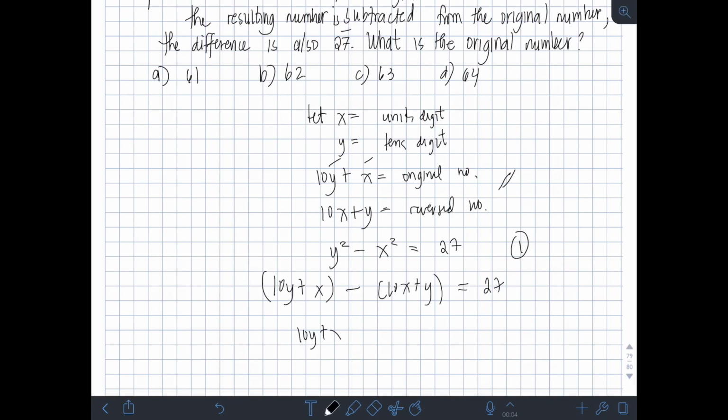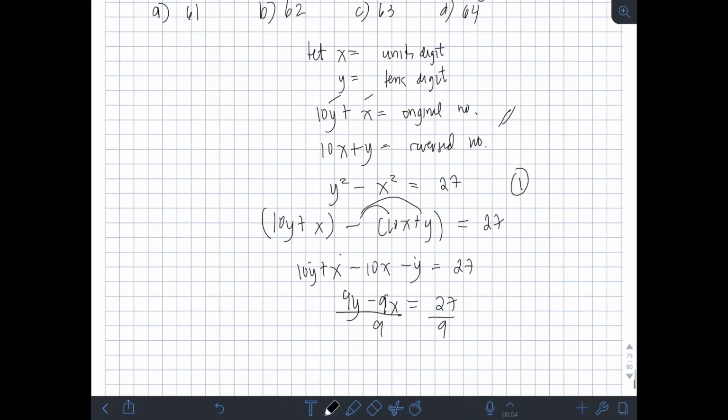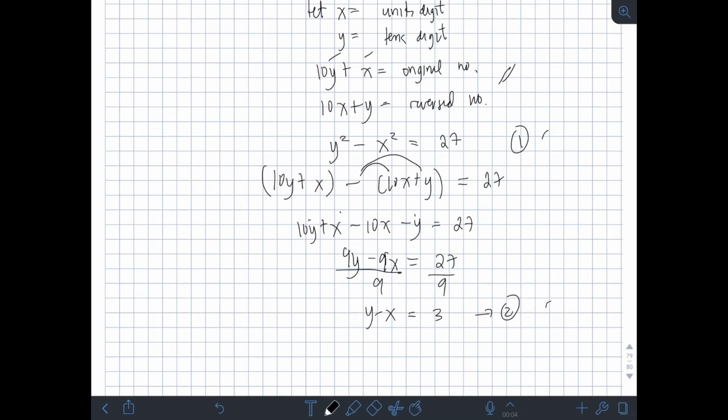So, 10y plus x, distribute yung negative, minus 10x minus y equals 27. Combine similar terms. So, 10y minus y is 9y. Then, x minus 10x is negative 9x equals 27. So, pwede pa natin itong i-divide both sides by 9. So, magiging y minus x is equal to 27 divided by 9 is 3. So, equation 2.